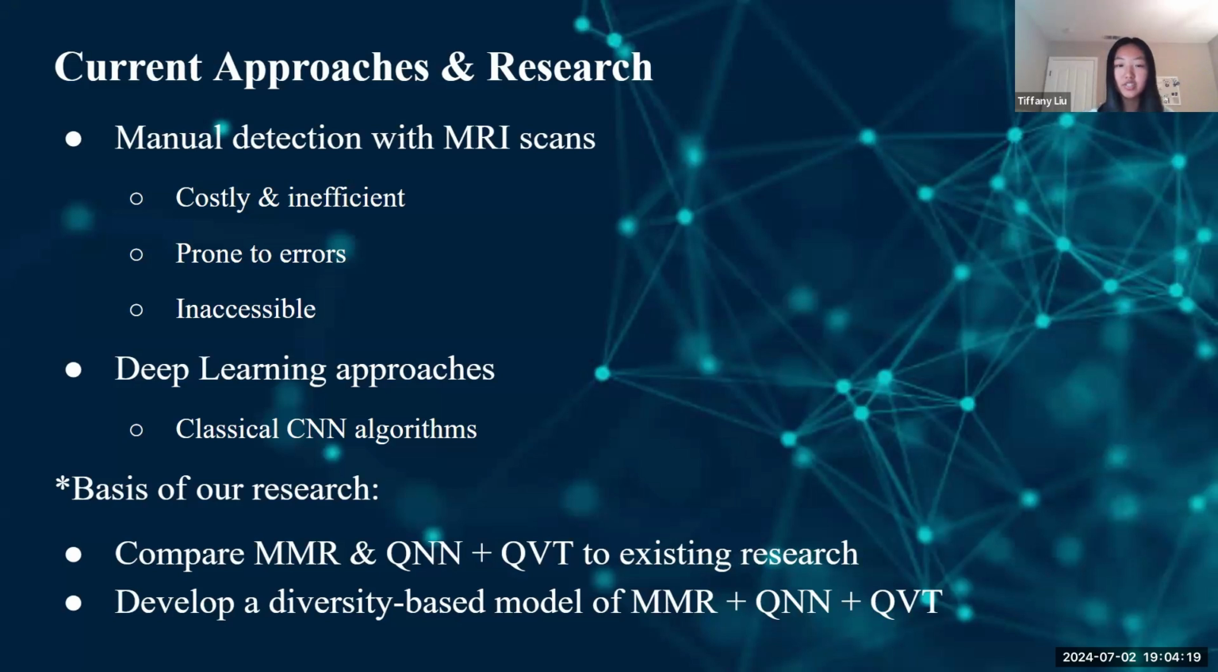So in an attempt to address these issues while accounting for accuracy and speed, there have been many recent and successful developments in deep learning approaches with CNN algorithms, which are also more accessible. And that leads to the basis of our research, which is to see if the MMR and the QCNN and QVT algorithms can outperform these CNN algorithms and see if introducing this quantum aspect gives us any advantage.